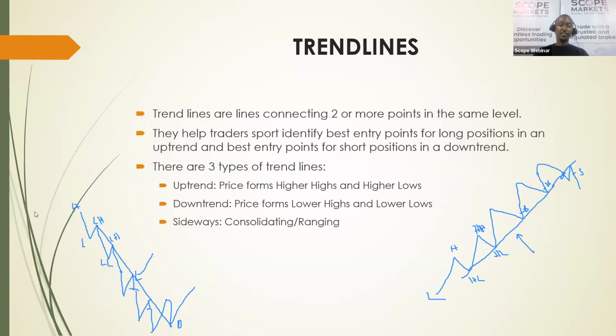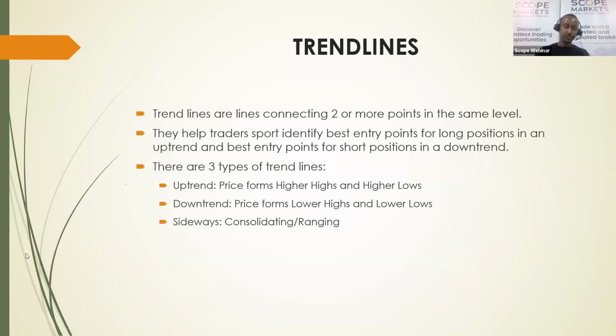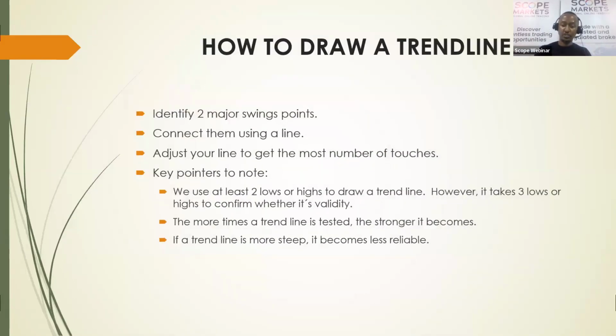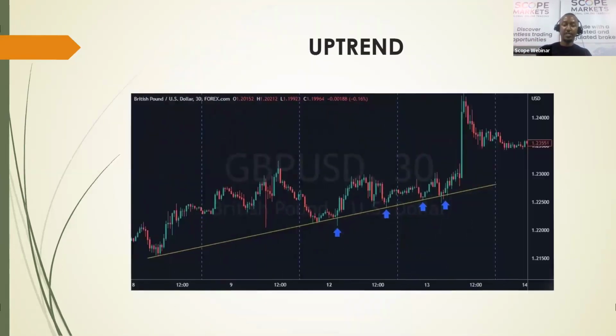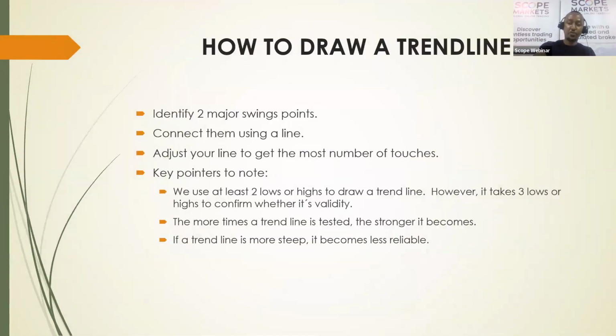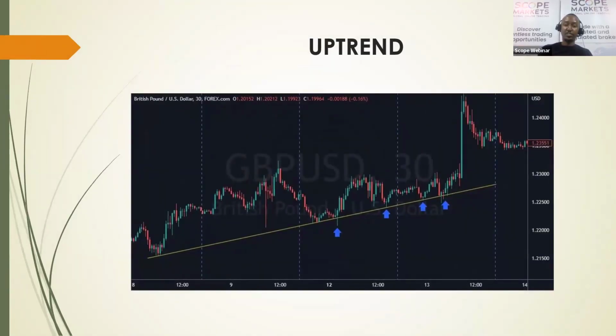So having said that, let me show you some examples of what we're talking about. This is just an explanation of how to draw them. I've explained that you need to use at least 2 lows or 2 highs to draw a trend line. It takes the third low or the third high to confirm whether it's valid, like we did with support and resistance.